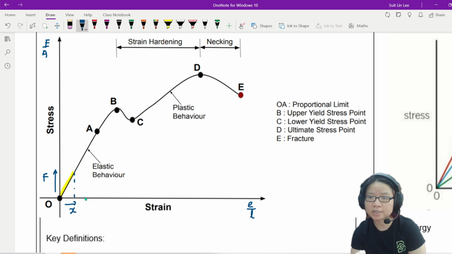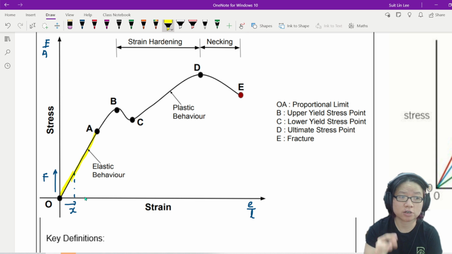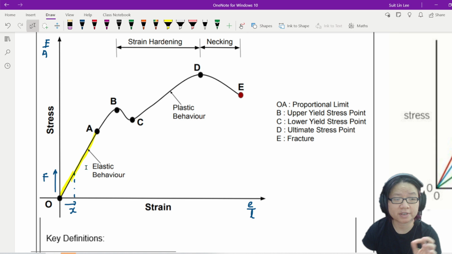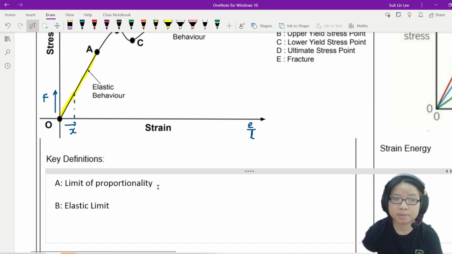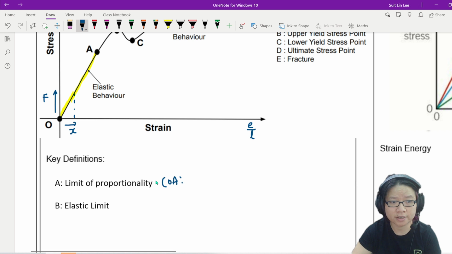And then you may be thinking, teacher, this one is like Hooke's law. Correct, it is like Hooke's law. But we are going to continue applying more force until we reach point A. So we'll apply more and more force until point A. From O to A, it is still a straight line, right? So we will define A as the limit of proportionality, because OA is a straight line through the origin.